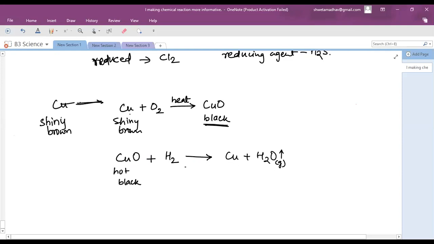Ma'am, I didn't understand how we are supposed to use the hydrogen in this case. Hydrogen is passed over copper oxide. There is a container, horizontally we have to keep a test tube. We have to keep heating copper oxide. Copper is there. I will show you that experimental diagram, one second.